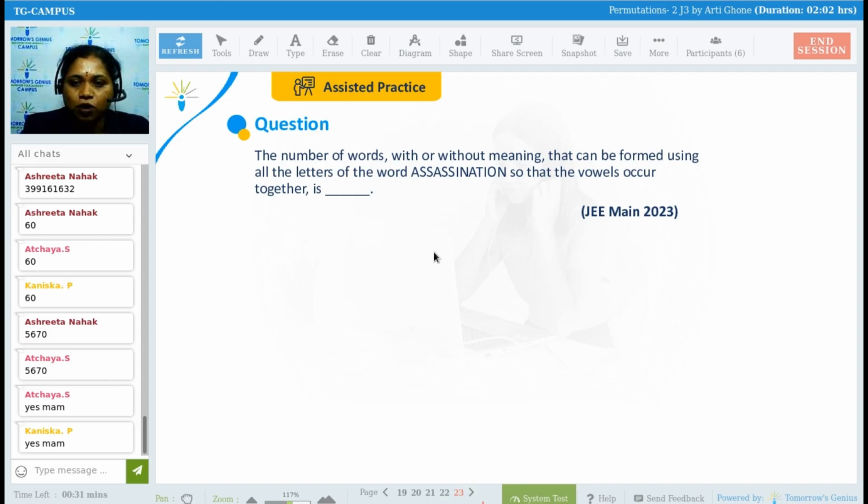the number of words with or without meaning that can be formed using all the letters of the word ASSOCIATION so that vowels occur together. All vowels we want together. Ready? Steady, go. JEE 2023.